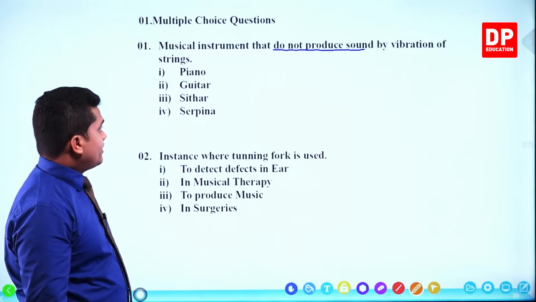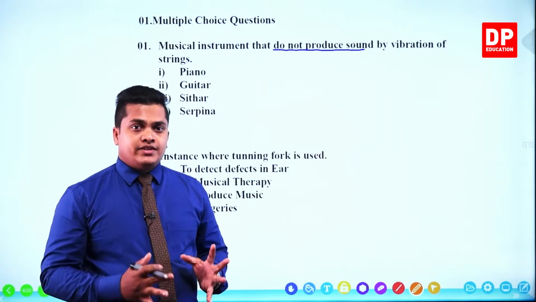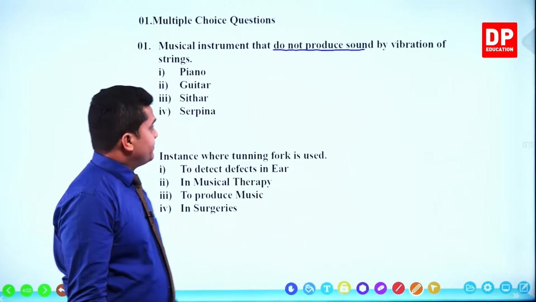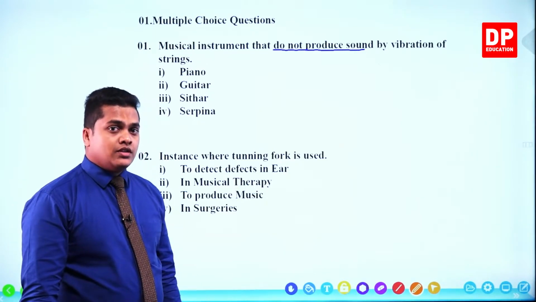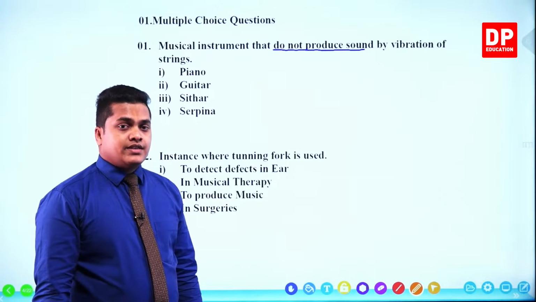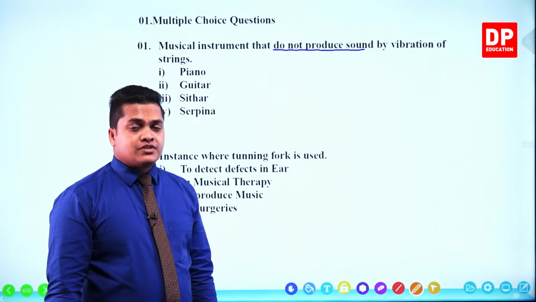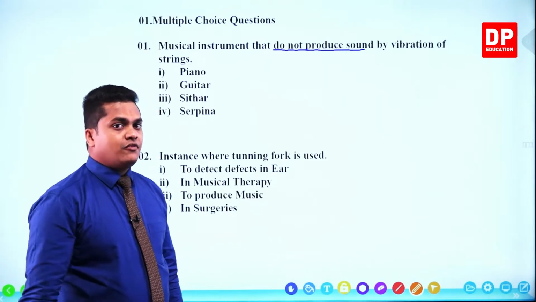Next one, guitar. Guitar is an obvious answer, so we know that it is incorrect. Guitar produces sound by the vibration of strings. Number 3, sitar. Sitar is also the same thing, right? Sitar is the traditional Indian musical instrument. It produces sound by the vibration of strings, so it is also incorrect. So the answer should be the fourth one.